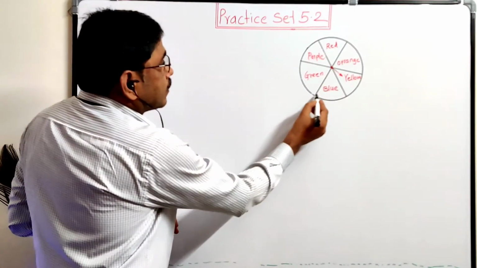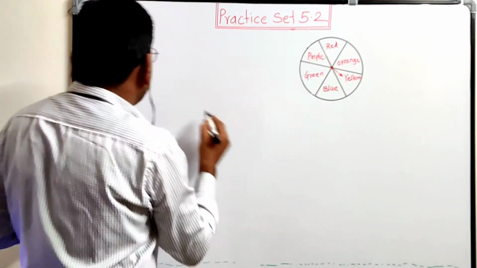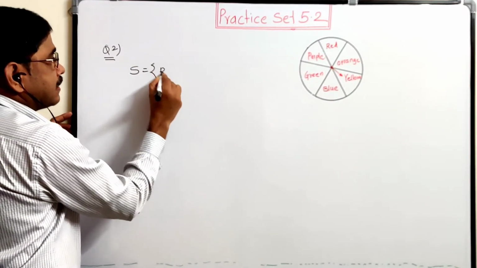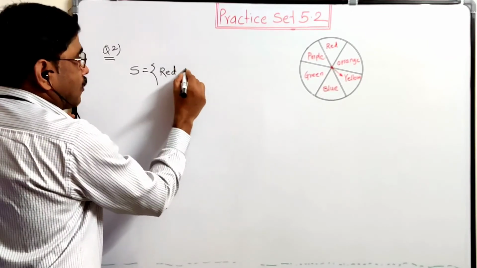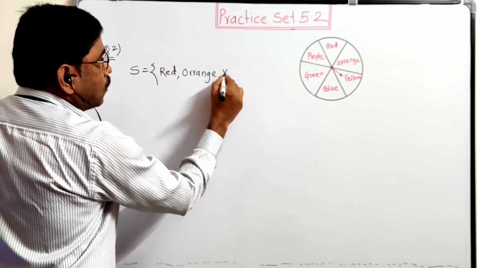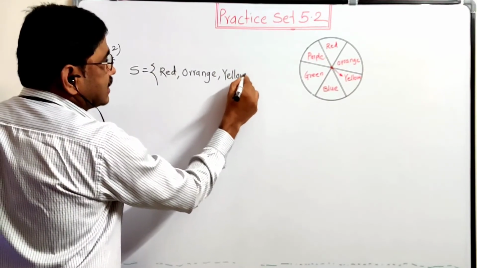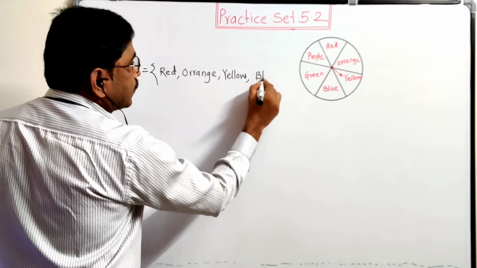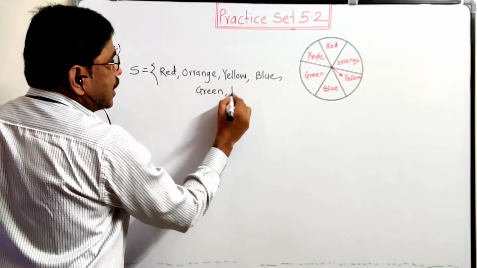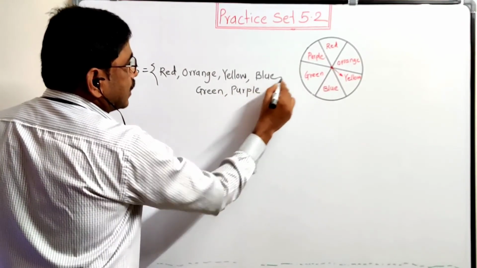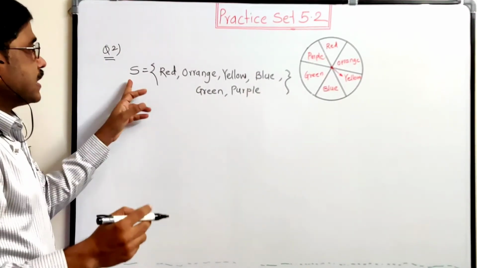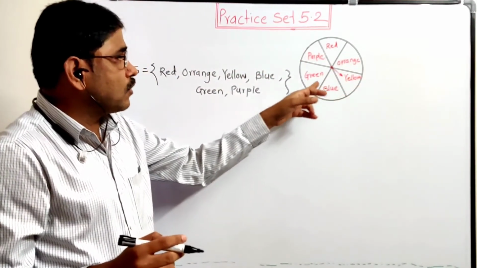So in this game, how many colors are there? So what is the possibility that the arrow may be stopped on red, may be stopped on orange, then yellow. So these are the possibilities. Blue, green, purple, etc. इसके सिवा दूसरा कलर पिंक या कोई रहेगा क्या? नहीं. So here S is equal to 1, 2, 3, 4, 5, 6.